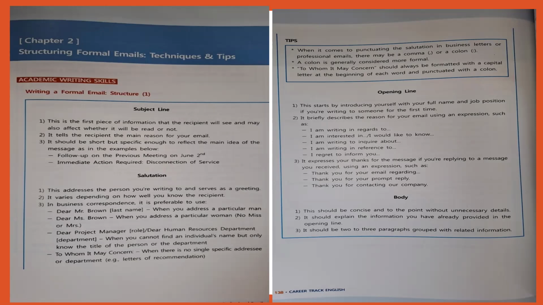This starts by introducing yourself with your full name and job position if you are writing to someone for the first time. It briefly describes the reason for your email using an expression such as, I am writing in regards to, I am interested in, I would like to know, I am writing to inquire about, I'm writing in reference to, I regret to inform you.